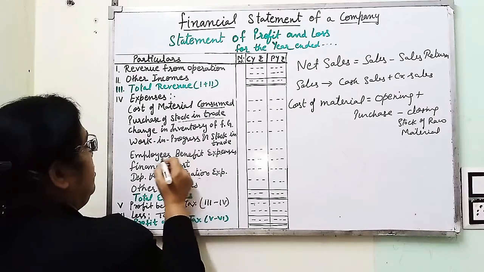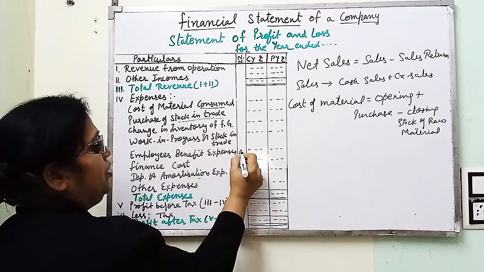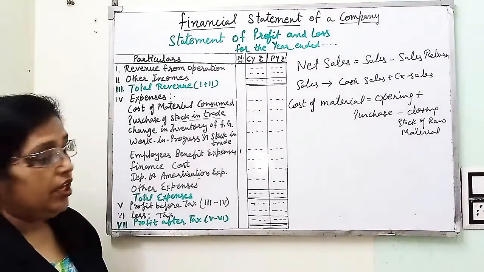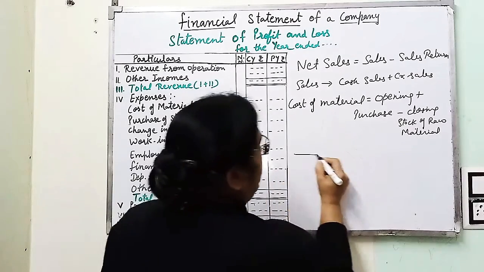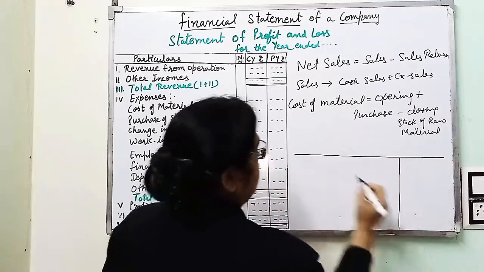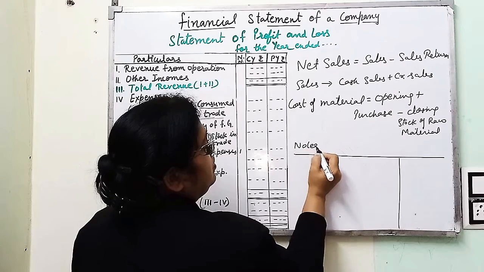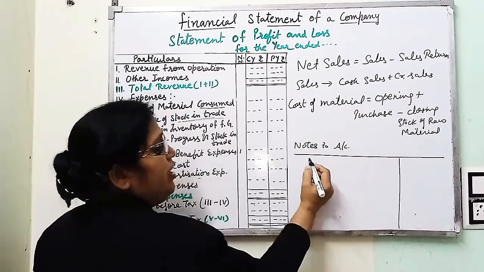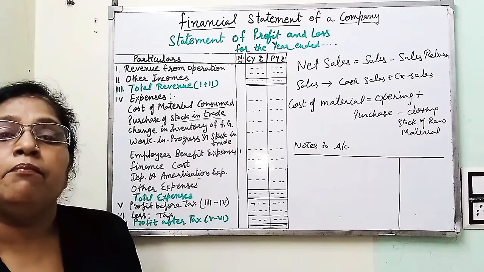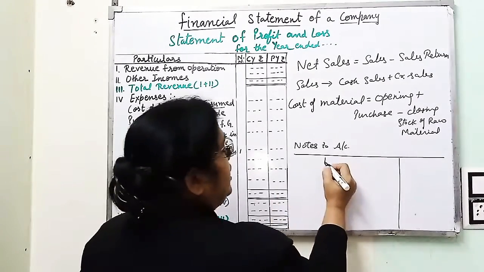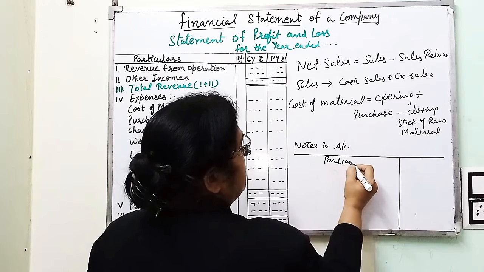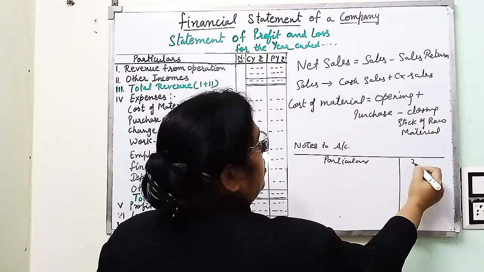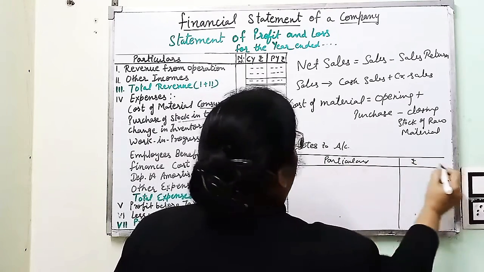Suppose we have written here employees benefit expenses, note number 1. It means we have to prepare notes to account, and they are prepared in the same way as we have to prepare in balance sheet. Means it has two columns. First is particular and detail rupees, amount in rupees.